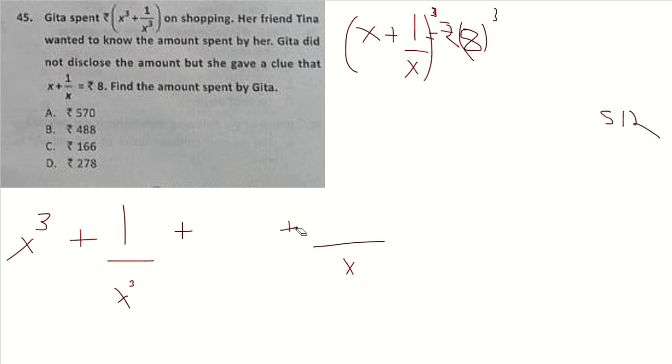Taking 3 common, we can write this as 3 into x plus 1 by x. And we know x plus 1 by x is 8. So we can write this as 3 into 8, which is 24. So x cube plus 1 by x cube plus 24 is equal to 512. Taking 24 to the other side, x cube plus 1 by x cube is 512 minus 24, which is option B, 488.